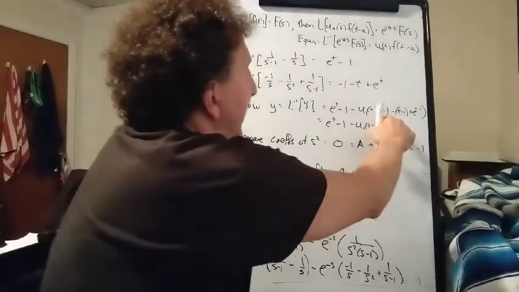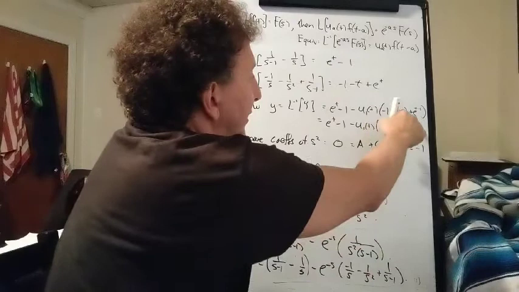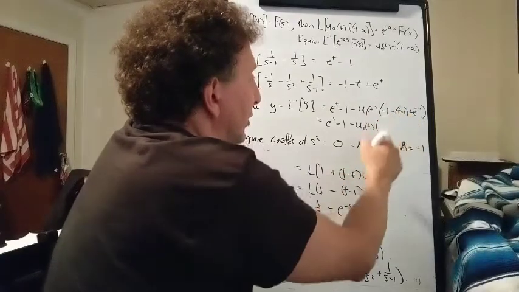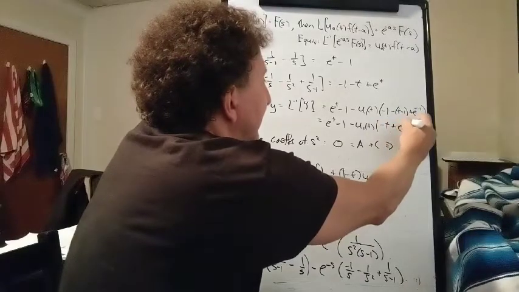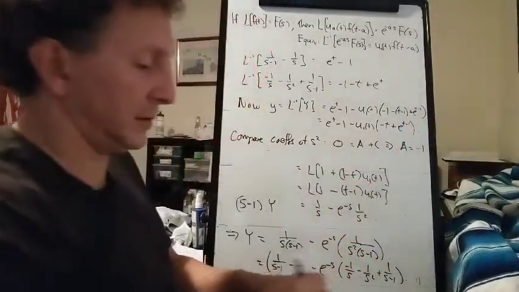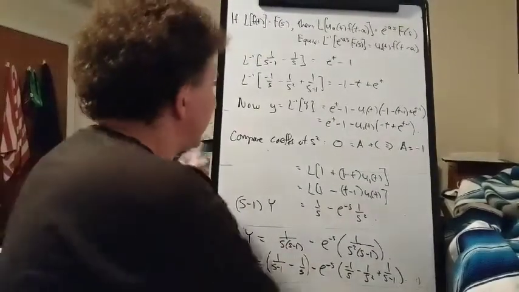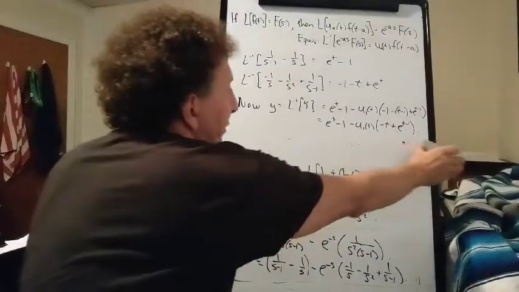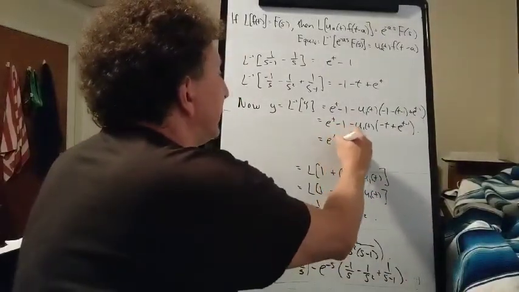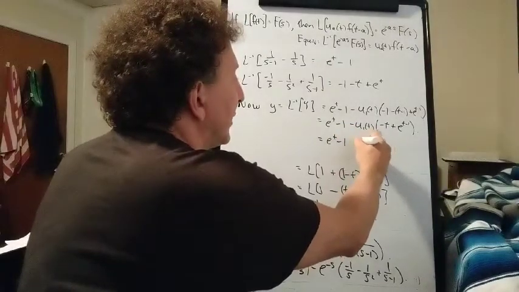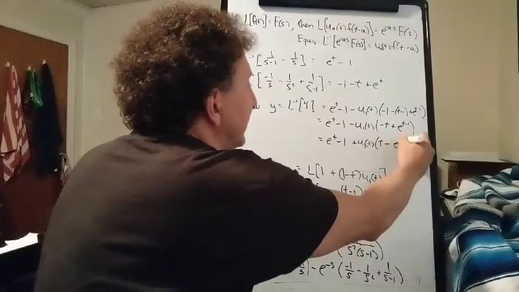And let's see. Minus 1 plus 1 is 0. So the minus 1 and that minus 1 go away. We have minus t plus e to the t minus 1. And maybe it would look slightly simpler if we multiplied through by minus 1 to write this as e to the t minus 1 plus u1 of t, t minus e to the t minus 1.